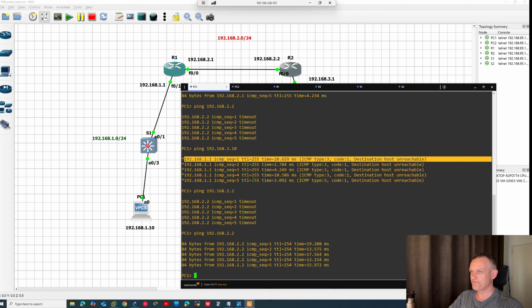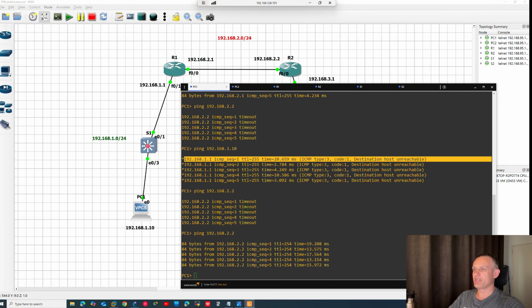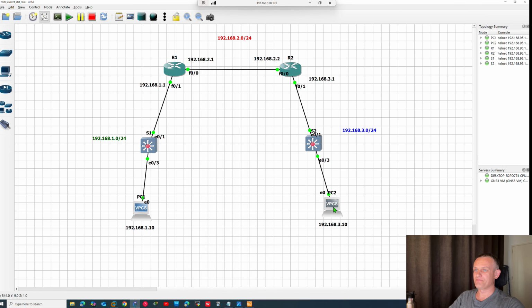That's it. Then I'm going to specify, and I can ping only this one. I can't ping this network, the blue network, from PC1, because router 1 has no idea about this network. And now, for example, I can also ping from PC2 to PC1, but it's not going to be destination host unreachable, but I think request timeout, or timeout, something like this.